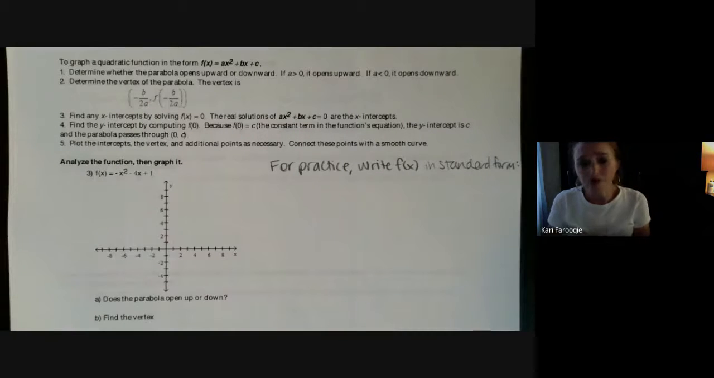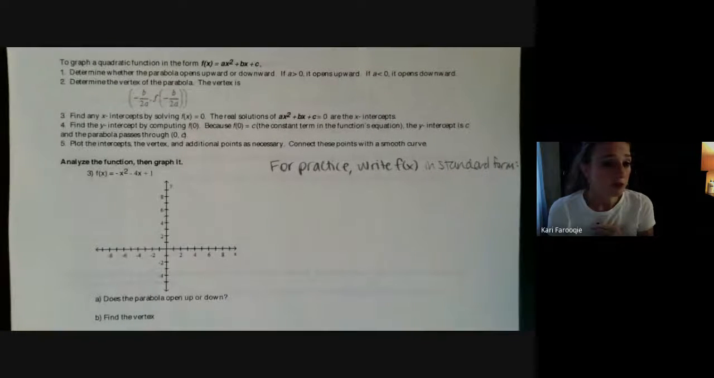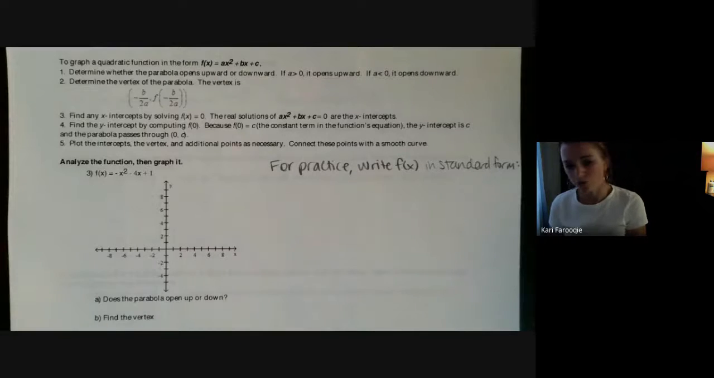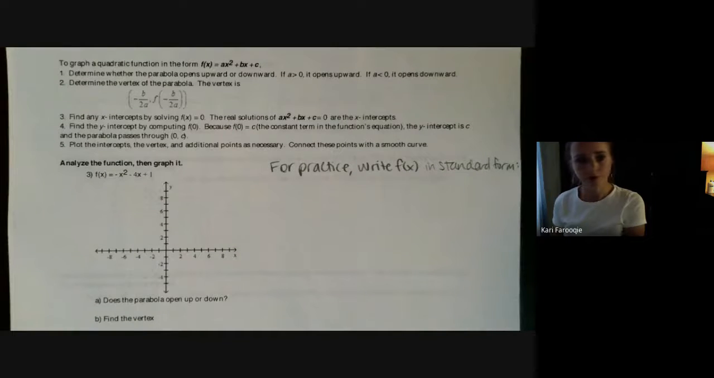Now, once you have the vertex and the opening, you have a lot of information. But from there, you're going to try to find a few more points to put on your graph, like two x-intercepts, hopefully. Maybe a y-intercept. You will be able to find a y-intercept regardless. And then we're going to see if we need any additional points. If not, we'll just take the points that we have and connect them with a nice smooth curve. So that's what we're going to do.